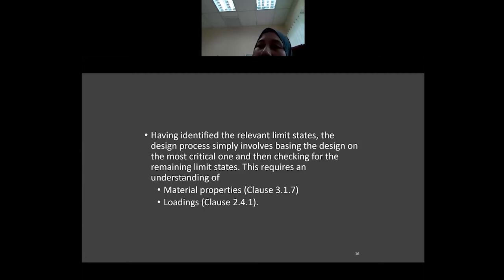Material properties, I have explained a little bit here and there about the concrete and also the reinforcement. And the other one is loading.